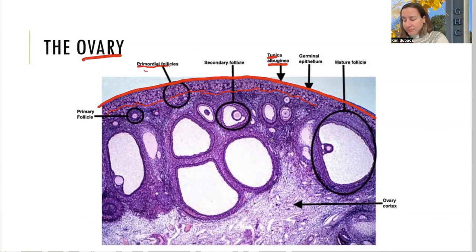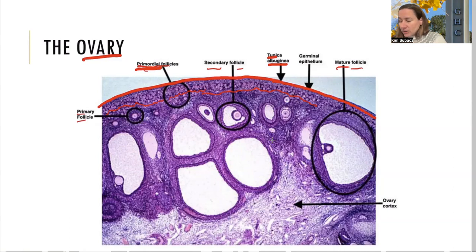It's pretty cool. So those are the primordial follicles, the baby eggs, little primary oocytes surrounded by primordial follicles. Then we go to a primary follicle, then we go to a secondary follicle, and then we go to a mature or tertiary, aka Graafian follicle. So we will need to be able to identify all of these follicles that progress after puberty hits and those follicles start to develop. We need to know what the different follicles are, what they look like.